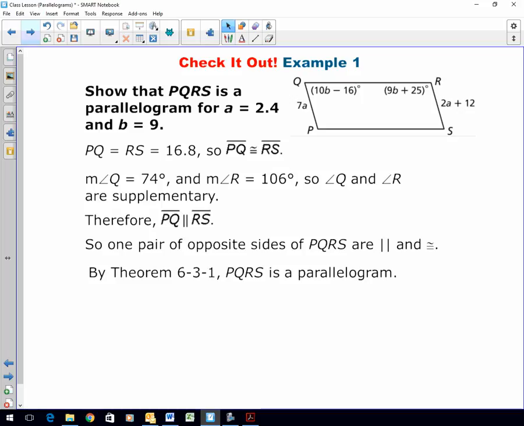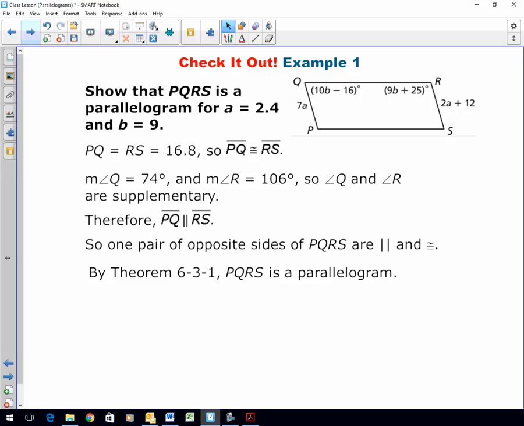Or it could be like this. Now watch how this works. This one's really cool. First off, I plug in 2.4 for A. 7 times 2.4, I don't even know what it is, but I know it's congruent to 2 times 2.4 plus 12. Oh, look, they're both 16.8. Okay? That proves to me, you can go look, plug it in. 7 times 2.4 is 16.8. 2 times 2.4 plus 12 is 16.8. So that proves to me that QP is congruent to RS.